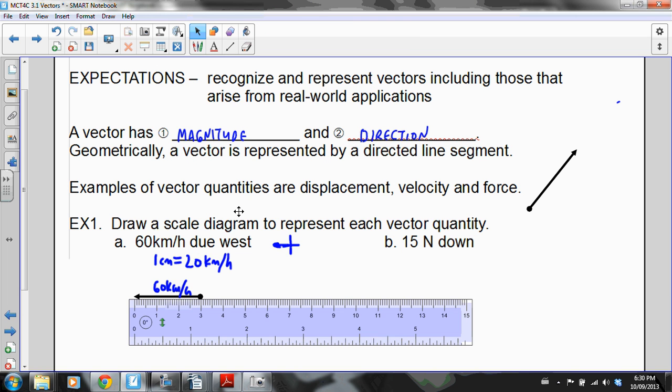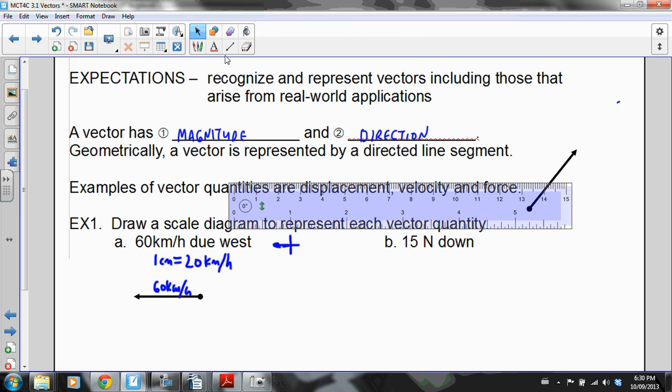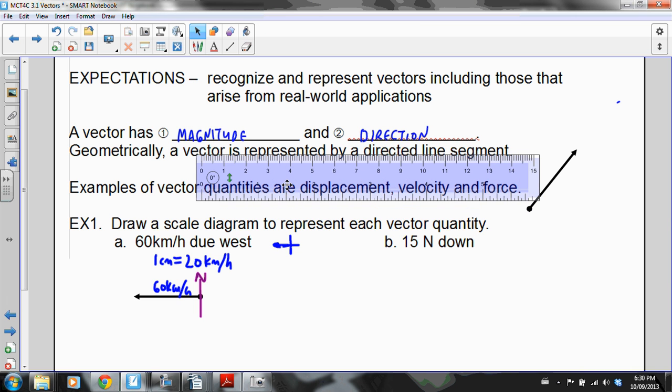And if you want to, you could actually put a little crosshairs there, so we know that north is straight up. Not always will we be talking north, south, east, and west. Like in this second example, we've got a force, another physics thing. 15 newtons down. So instead of south, this is down, but that's no problem. Down is down the page.